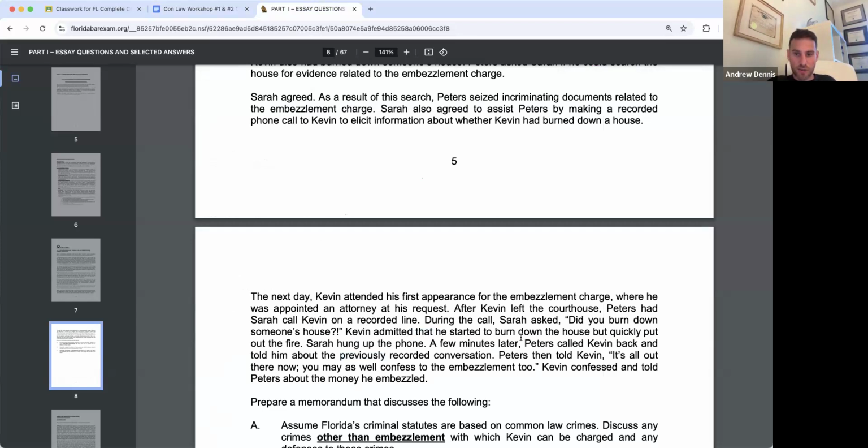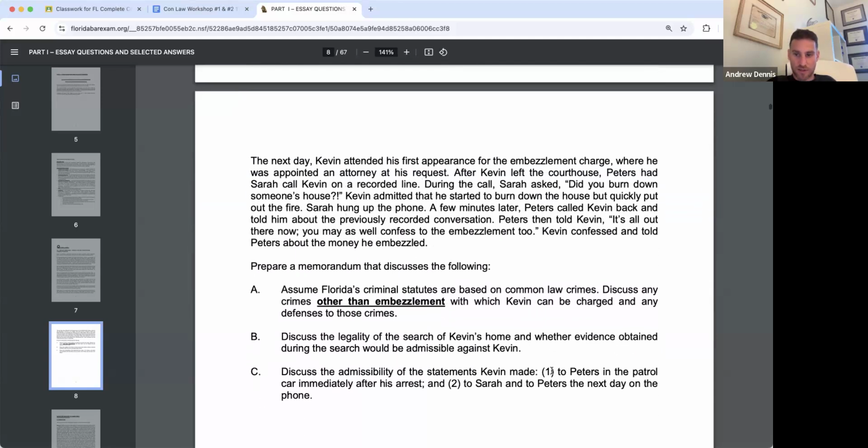A few minutes later, Peters called Kevin back and told him about the previously recorded conversation. Peters then told Kevin, "It's all out there now, so you may as well confess to the embezzlement too." Kevin confessed and told Peters about the money he embezzled. So he had statements.